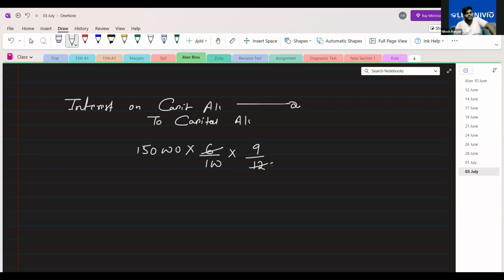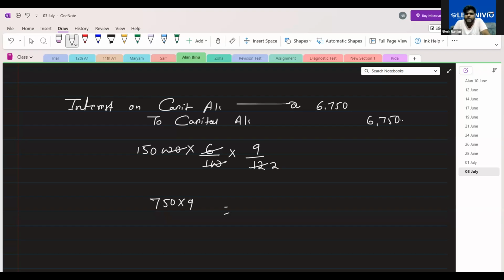So the depreciation formula is the same. Okay. So 750 into 9, whatever the amount is. 6,750. Okay.